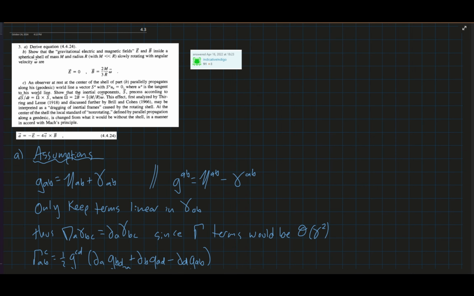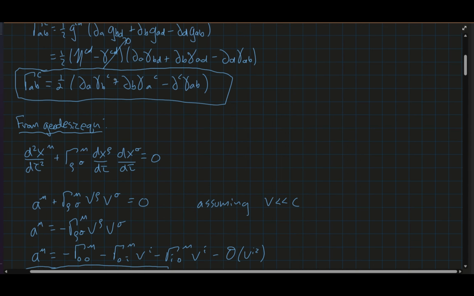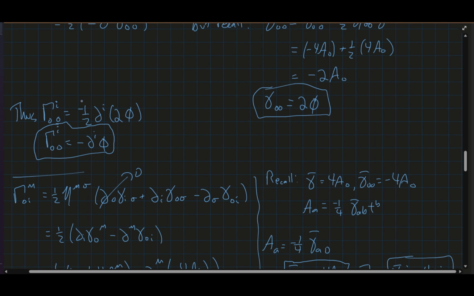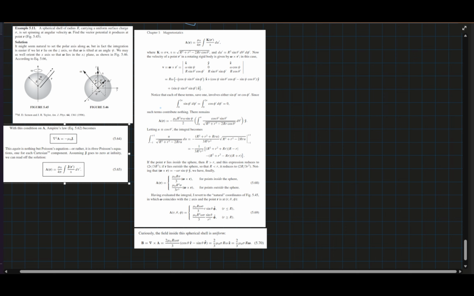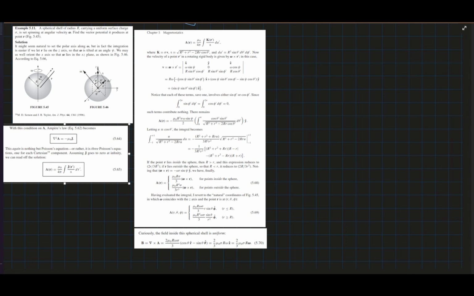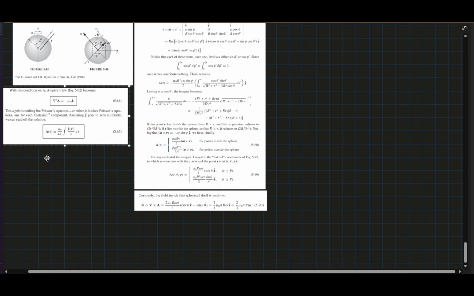Okay, now for part B. He wants us to show that the gravitational electric and magnetic fields E and B inside a spherical shell of mass m and radius r, slowly rotating with an angular velocity omega, are the values shown here. So we can do that, and this is essentially completely analogous to a problem from Griffiths, so we are going to follow the formalism of Griffiths to get there. Okay, so we know from part A, we know a few things.